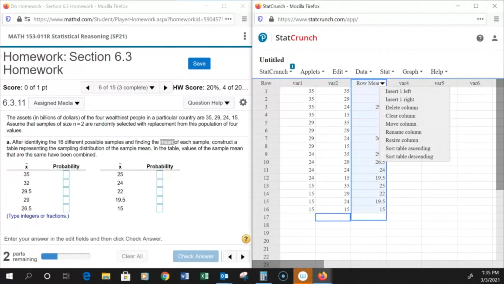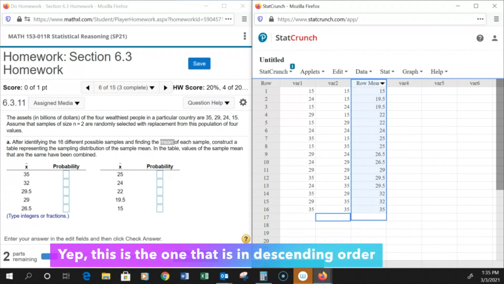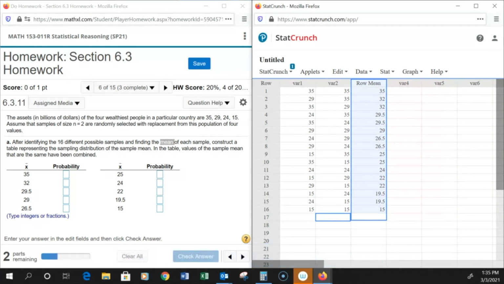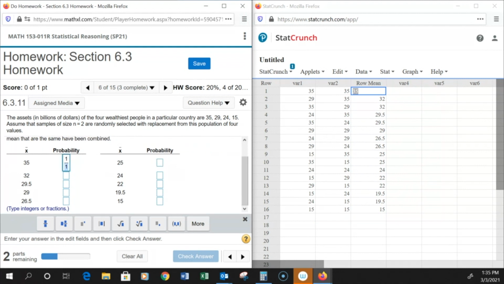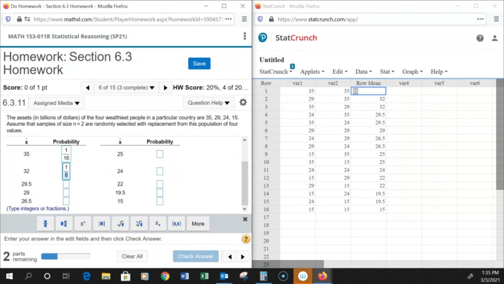So I use the pull down to sort them in ascending order. And then I look over here and go, dang it, they put them in descending order. Well, that's the work of just 1 click. Hey, look at that. They're descending. And how many are there? There are 16. And there's 1 35. So 1 out of 16. And then how many 32s are there? There's 2 of them. 2 out of 16. That reduces to 1 out of 8.